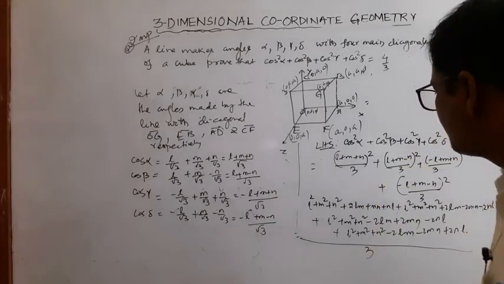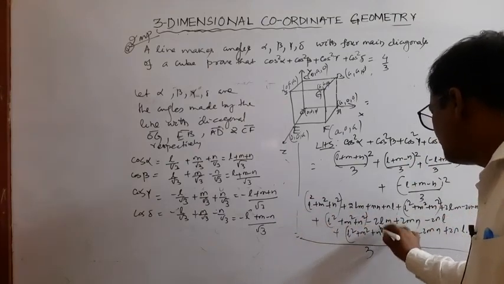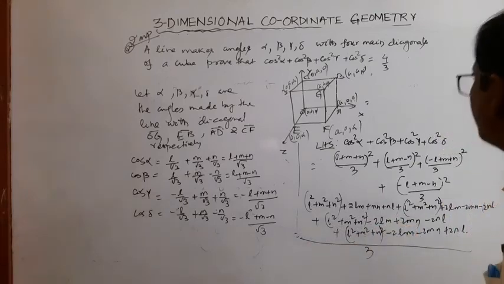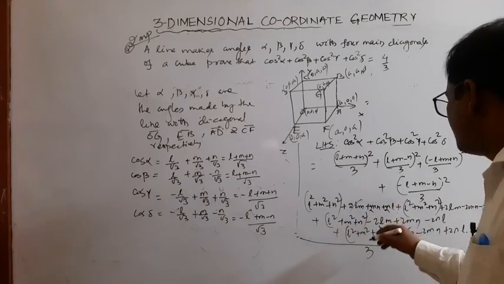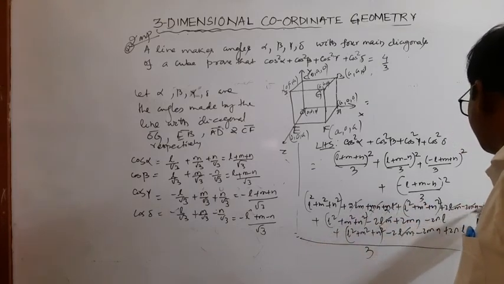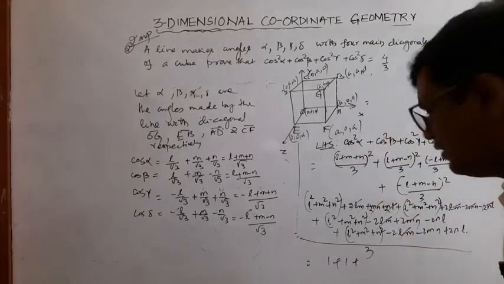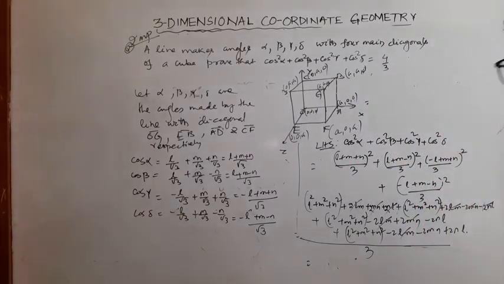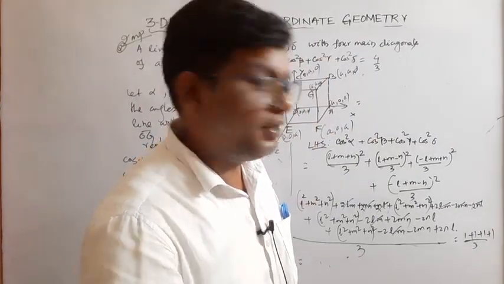L square plus M square plus N square is 1 each time. So 1 plus 1 plus 1 plus 1, and the 2Lm, 2Mn, 2Nl terms cancel each term. So this is equal to 4 by 3.